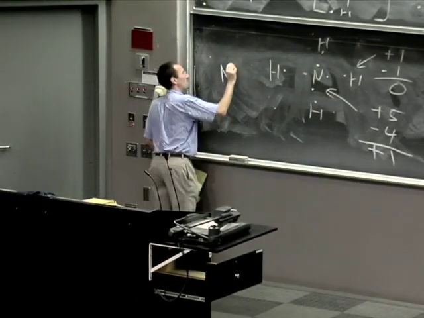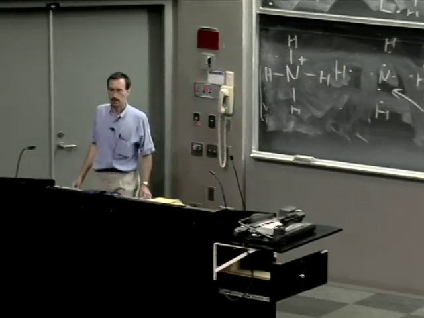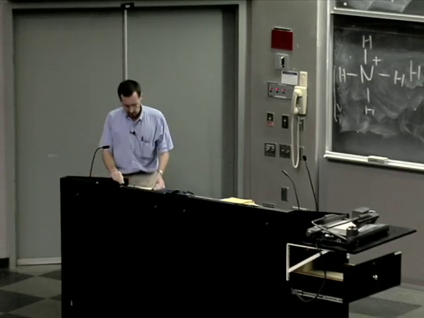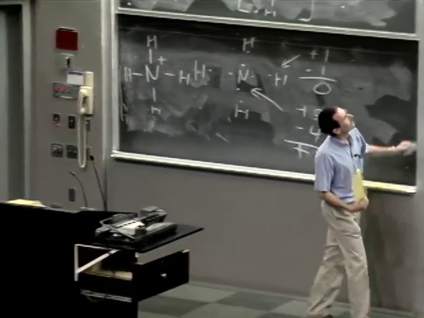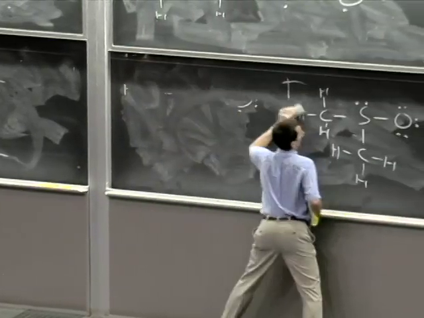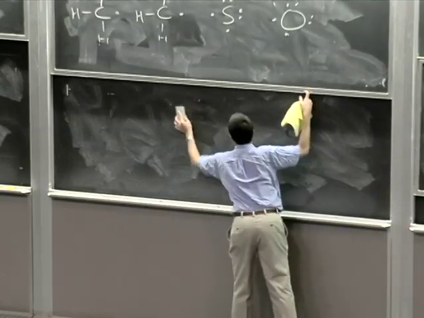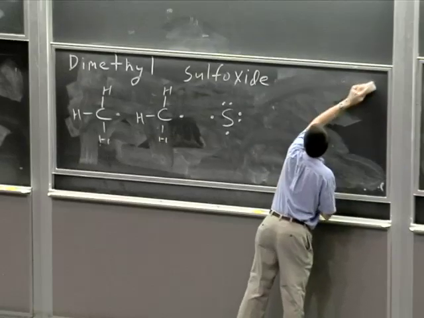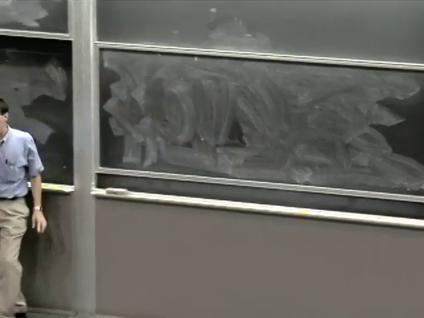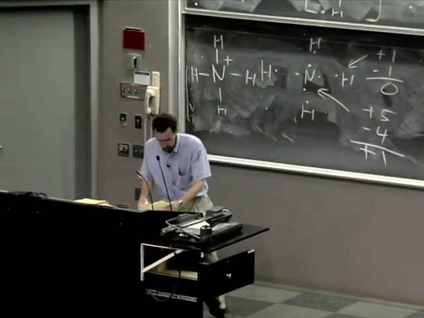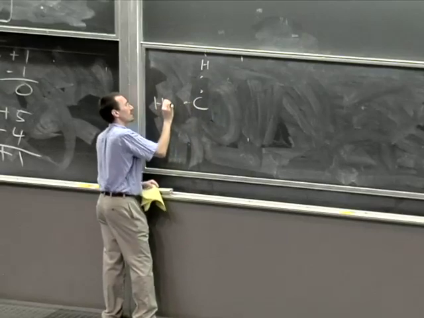So if we draw our structure of ammonium and assign formal charges, our formal charge is a positive charge on the nitrogen. So let's try that same approach with dimethyl sulfoxide. I'll explode all of our bonds in this same way.